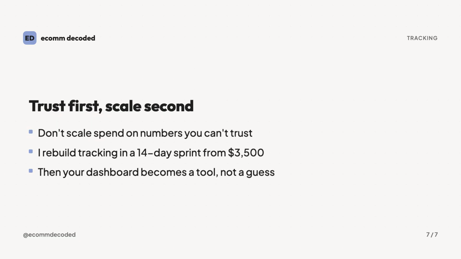Here's the takeaway. Don't scale spend on top of numbers you can't trust, because you'll just scale the mistake. Run these 4 checks first.